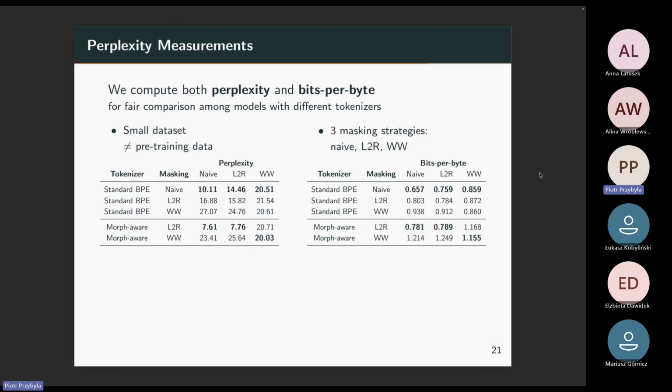The results are that for the standard BPE, actually the naive one works best, which makes sense because most words are not split, so probably the naive masking is enough. However, for the morphology-aware one, we get better results for left to right, unless the perplexity is also measured on whole word, right? So we get a bit of a home bias here, right? Because it's best to train a model on the same setup that the model will be evaluated.